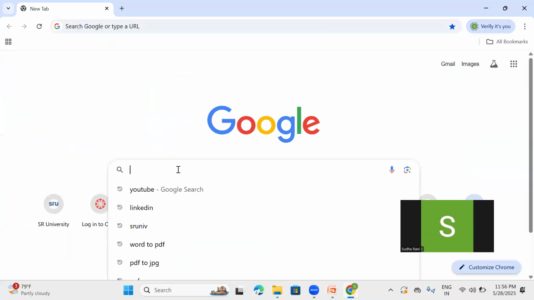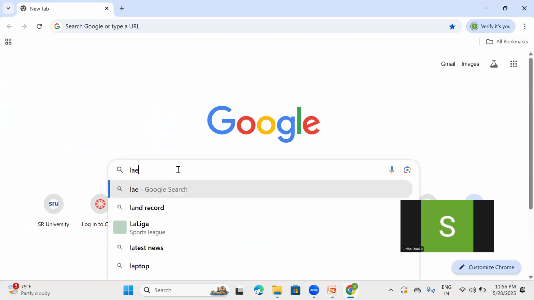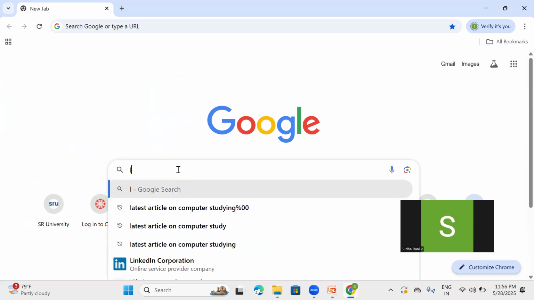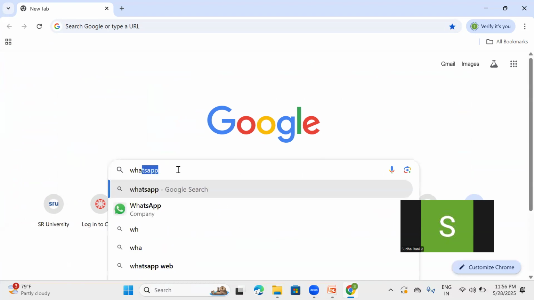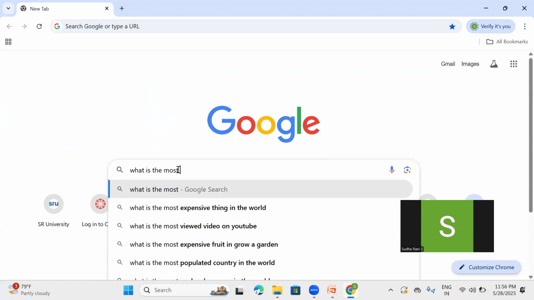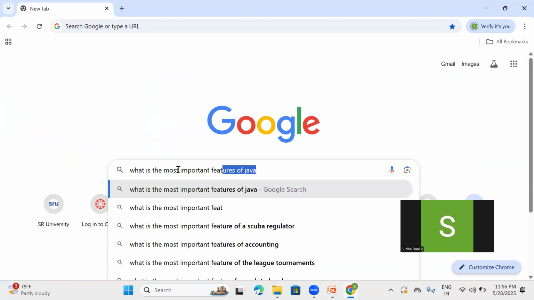Okay, here I am giving one query to my search engine: what is the most important feature of AI? So this is the query which I am going to give the search engine.